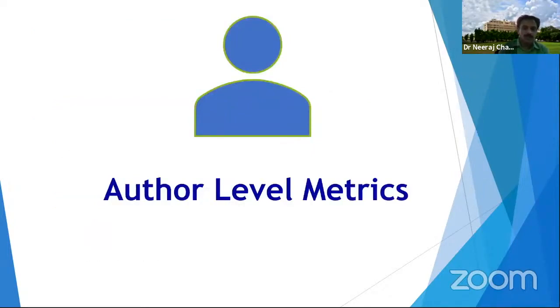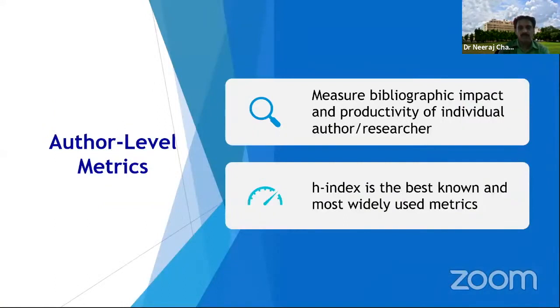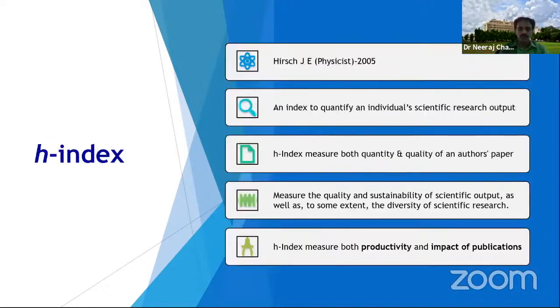Now coming to the author-level metrics, this is also one of the important metrics, how we can measure the impact of an author. So H index is one of that kind of measure which can be used for measuring the impact of an author. The H index attempts to measure an author's impact over a period of time. It measures the bibliographic impact and productivity of an individual author or researcher. It was launched by J. E. Hirsch in 2005. H-index is the best known and most widely used metric for getting the impact of an individual author.